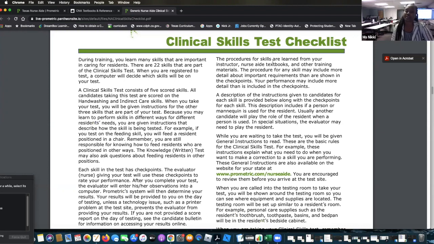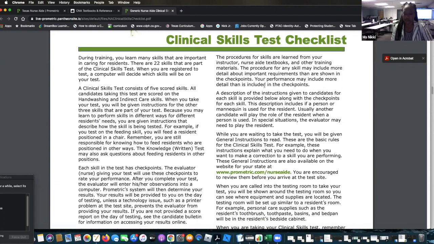All right, the procedures for the skills are learned from your instructor, nurse aide textbooks, and other training materials. So again, I give you the guide, I give you the instructions, you own it, you take it home. The procedure for any skill may include more detail about important requirements than are shown in the checkpoints. Your performance may include more detail than is in the checkpoints. So they said it right there, give them some detail. They pay attention to detail.